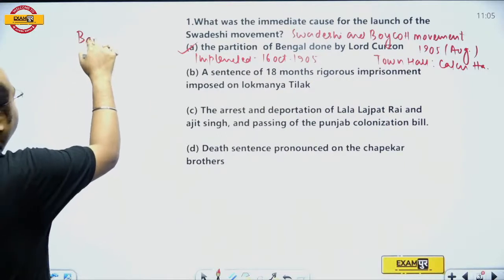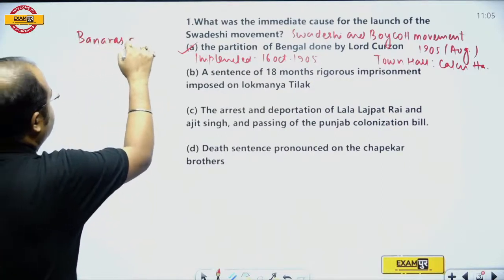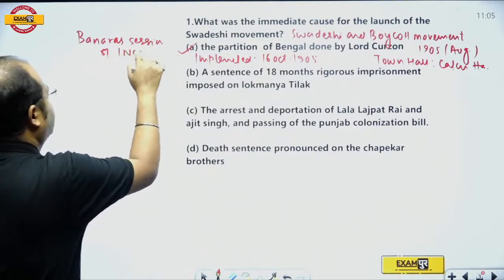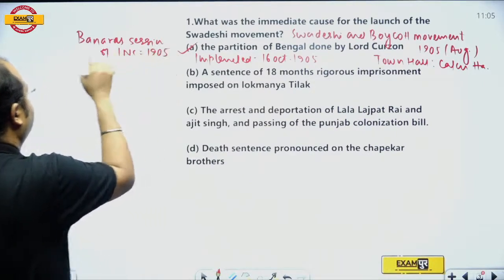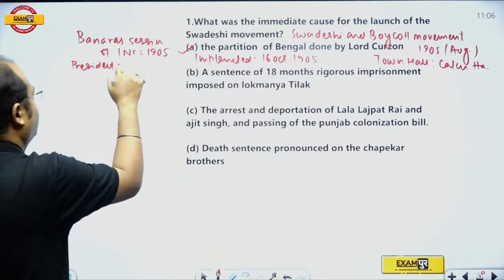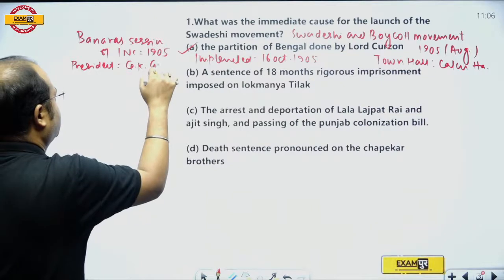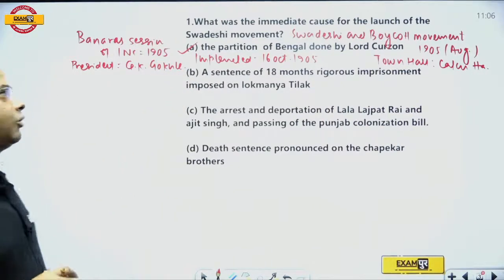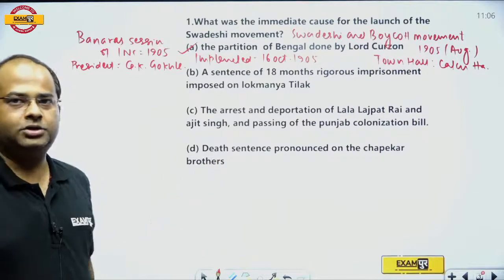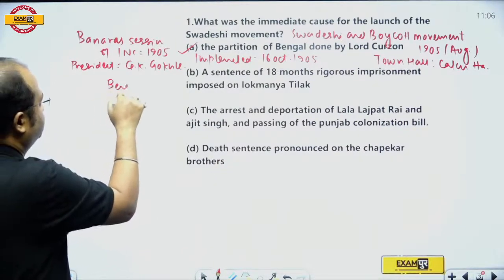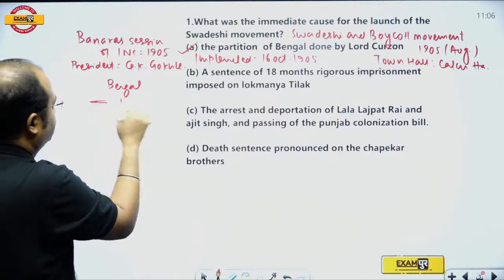And in the Banaras session of INC that was held in 1905, the president was Gopal Krishna Gokhale. It was decided to launch the Swadeshi and boycott movement against the partition of Bengal, and Bengal was divided into two parts.